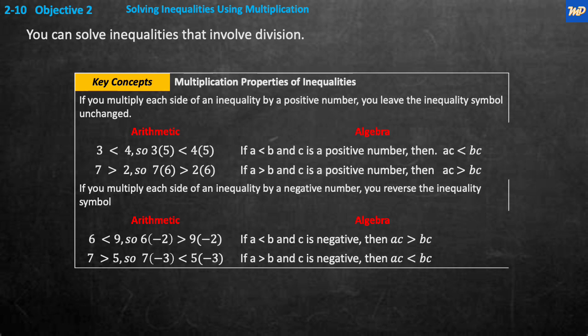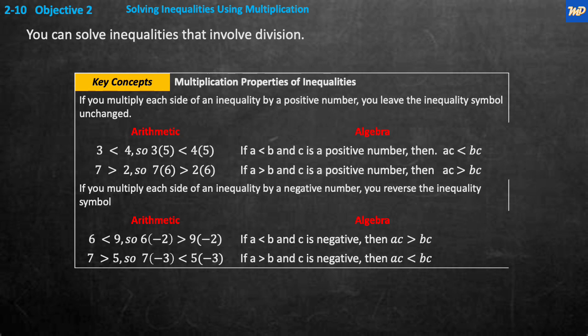Okay, objective 2, solving inequalities using multiplication. You can solve inequalities that involve division. So let's take a look at what we've got going on here. Let's look at the algebra side first. If a is less than b and c is a positive number, then ac is less than bc. The inequality did not change. If a is greater than b and c is positive, then ac is greater than bc.